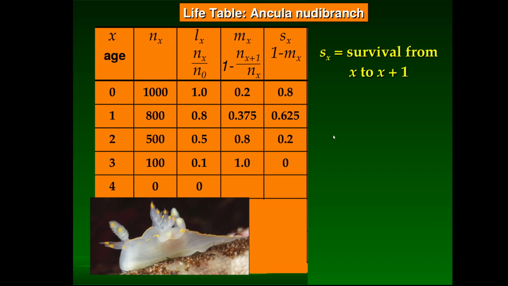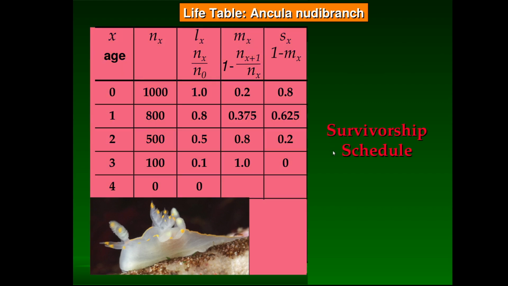All right, now, so this is the survivorship schedule. All these numbers filled out describing survivorship, survival, and mortality. All the information in the survivorship schedule is contained in the N column right here, and the age column. This is the number of surviving individuals at the beginning of each age class. All the other columns are computed from this single column.